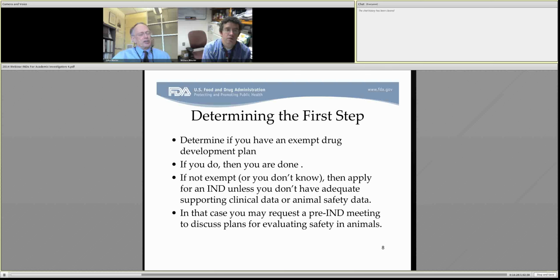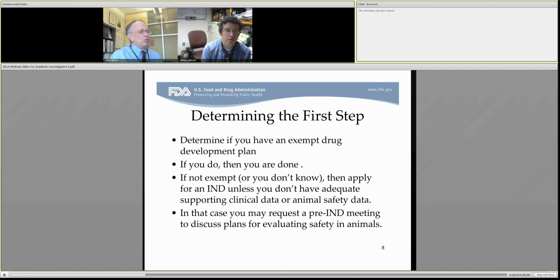As I said before, many studies really don't require an IND, and this is an axle you can get wrapped around for a long time. So I'm trying to propose to you a way to make it as simple as possible. Naturally, you'd like to be exempt because there are a lot of regulations and requirements if there's an IND in effect for your particular study.